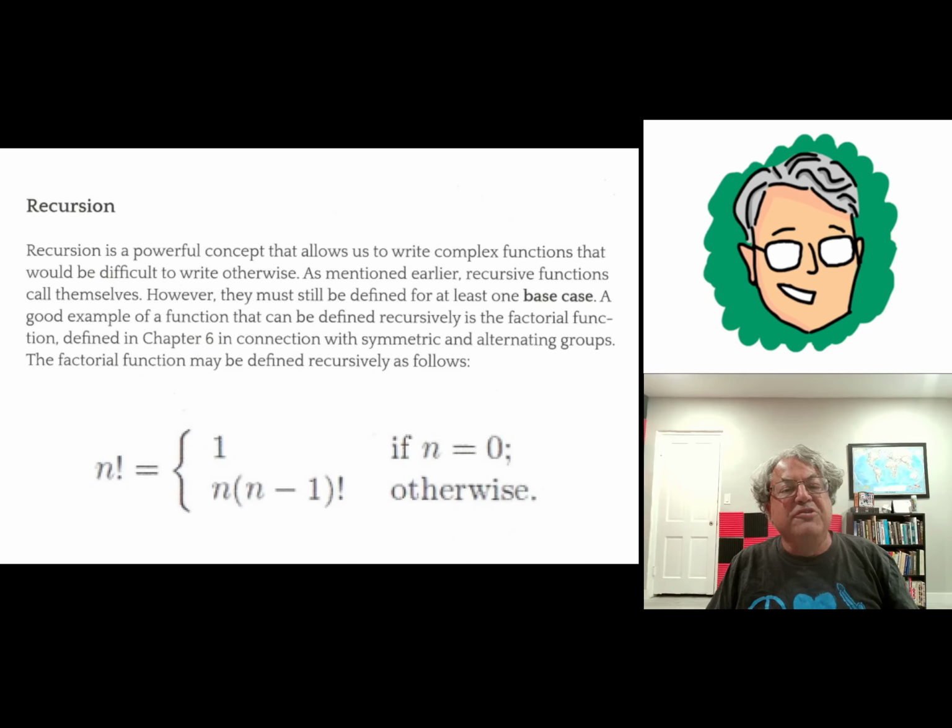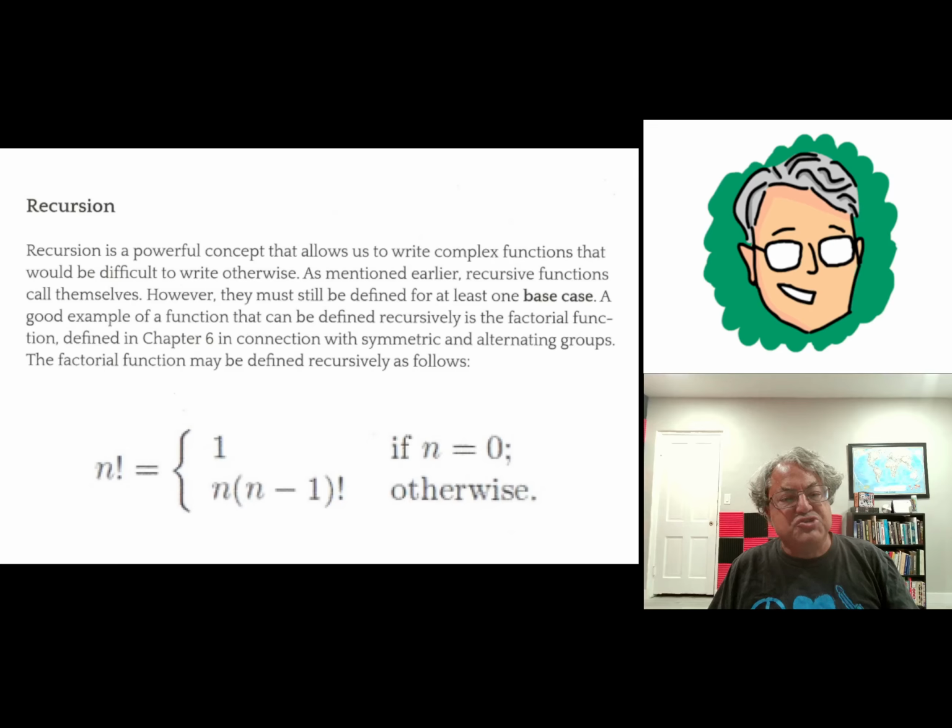A good example of that, usually the first example people learn when they learn about recursion, is the factorial function. And I talked about the factorial function when I was talking about combinatorics, I think. I don't remember which chapter that was. Oh yeah, it was group theory. So you probably remember that n factorial, n is supposed to be a non-negative integer. N factorial is just the product of all the numbers from 1 to n. So for instance, 5 factorial would be 5 times 4 times 3 times 2 times 1, which turns out to be 120. And the factorial function is a good example of a function that can be defined recursively.